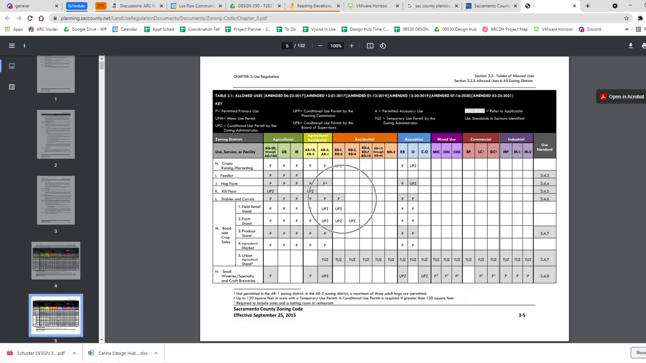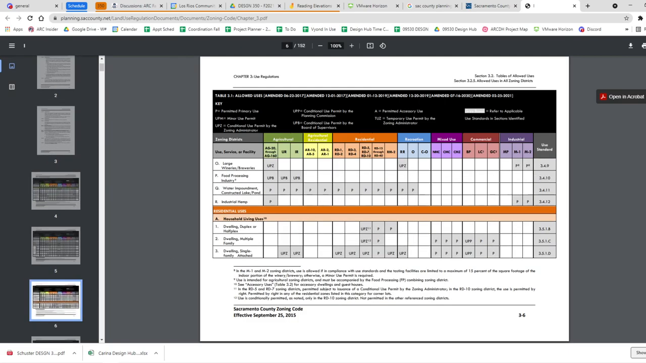You can do stables and corrals. They're permitted if you have enough property. Okay, you can do all these kind of little things, urban agricultural stands. So these depend on how much property you've got. But this is a great one to go through. Allowed uses, allowed uses, allowed uses. You can make a little lake or a pond. Dwelling, single family, attached.